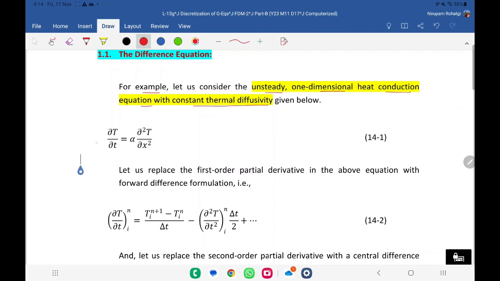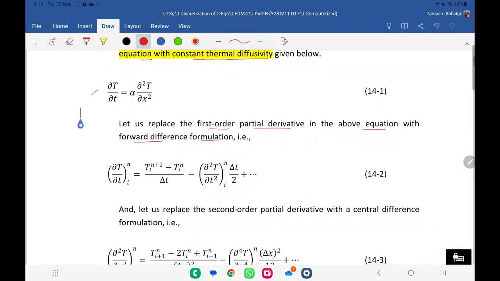So this is our equation, and now what we are doing is, at the first stage, let us replace the first order partial derivative in the above equation with the forward difference formulation. So this is our forward difference formulation for this. Now here, this is the first derivative of temperature with respect to time.